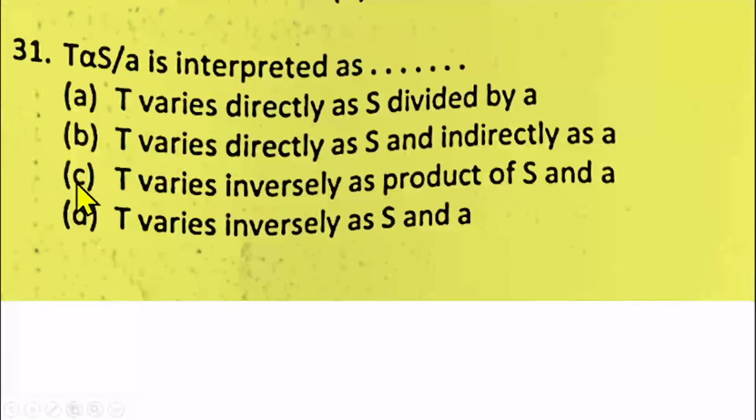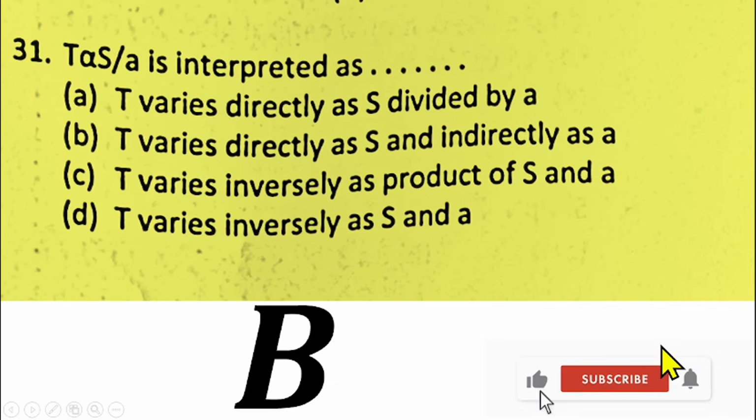Question number 31 is from variation. T varies directly as X and inversely as A is interpreted as dash. If you look at the options here, T varies directly as X and inversely as A. So that is option B for question number 31.